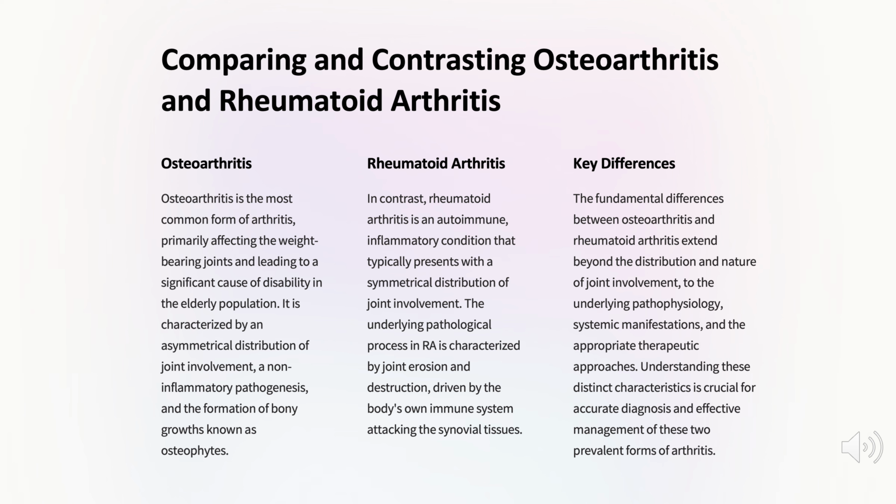In contrast, rheumatoid arthritis is an autoimmune inflammatory condition that typically presents with a symmetrical distribution of joint involvement. The underlying pathological process in RA involves joint erosion and destruction driven by the body's immune system attacking the synovial tissues. Beyond differences in joint distribution and nature, OA and RA also vary in their underlying pathophysiology, systemic manifestations, and therapeutic approaches. Understanding these distinct characteristics is essential for accurate diagnosis and effective management of these conditions.